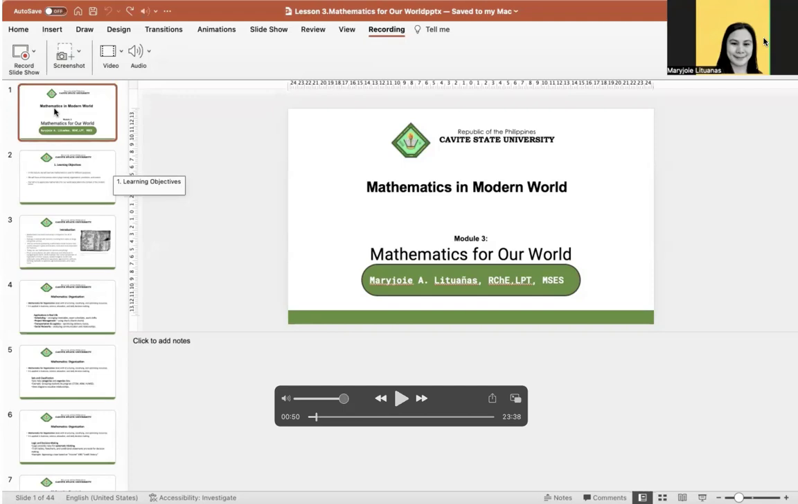So case study number 1. In case study number 1, it's about predictions. We'll start here. Mathematics in the Modern World, assessment. Let's start here. This activity is done in a group of at most 5.